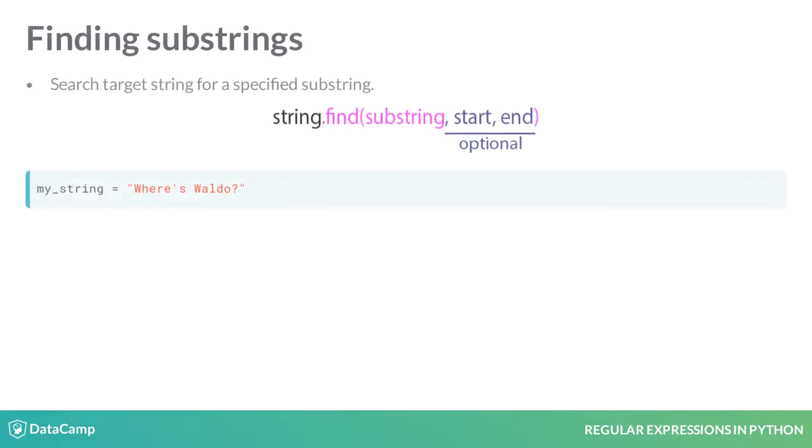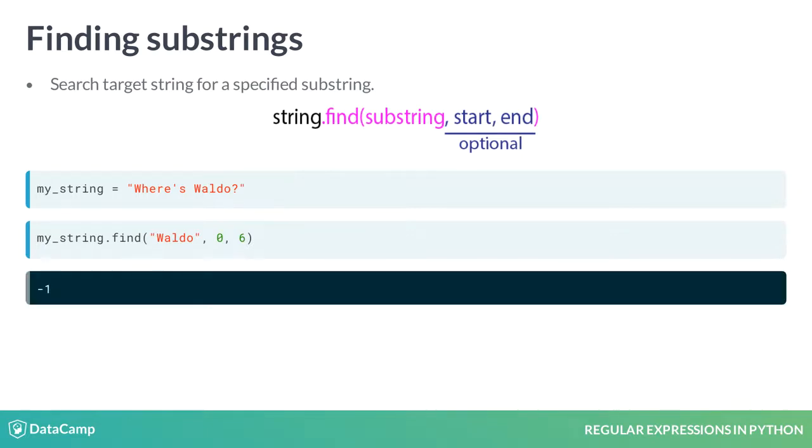Now, we check if we can find Waldo between characters number 0 and 5. In the code, we specify the starting position, 0, and the ending position, 6, because this position is not inclusive. The .find method will not find the substring and return -1, as we see in the output.